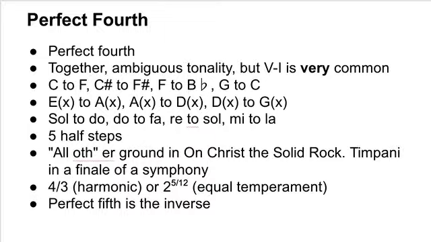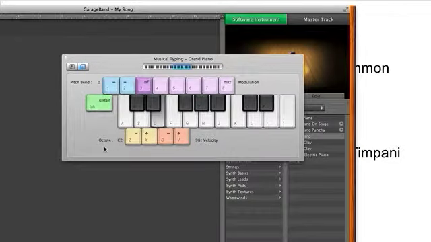The places where this happens in a major scale are sol up to do, do up to fa, re up to sol, or mi up to la. This is 5 half steps. On Christ the Solid Rock I Stand, you've got to think of what a perfect fourth up from E is: A.